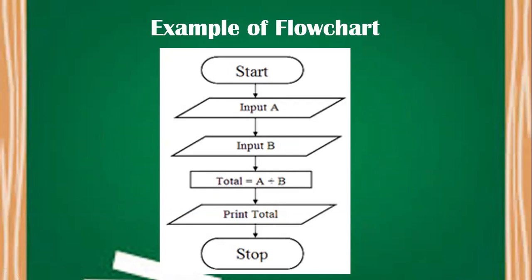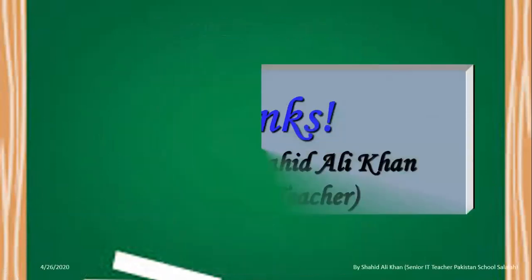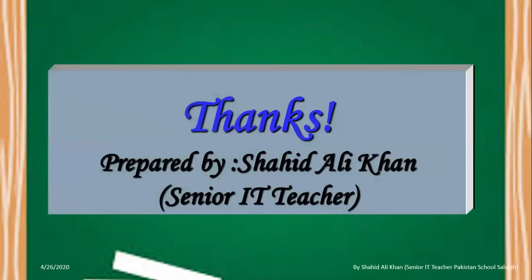You can write some other variable as well in place of total. Here you can write sum. So again, this is a parallelogram or input output box. After that, my flowchart is at its end. So again, I will use the oval shape or terminal symbol. That is stop. You can write end as well. So this is the example of a flowchart to calculate the sum of two numbers that you can see in front of you.